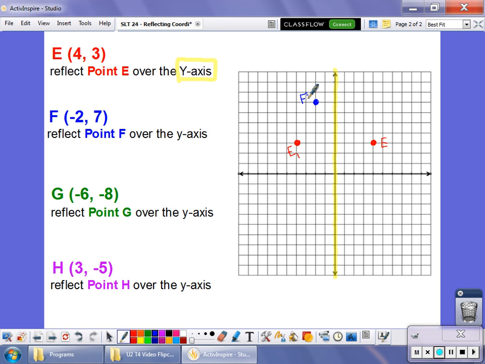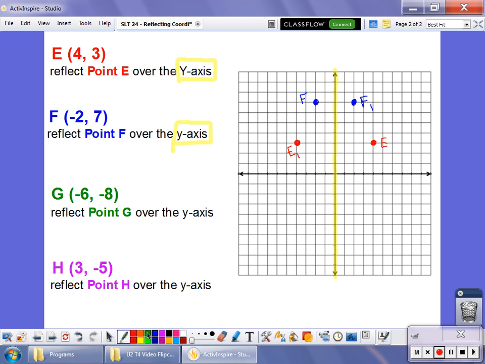That's F. Now we want to reflect this over the y-axis. So I always highlight, or I'll stick my pencil here. That way I don't accidentally put my point down here. That would be reflecting over the x-axis. But what I need to do is see how close it is to my y-axis, 2 units, and put it the exact same distance on the other side.